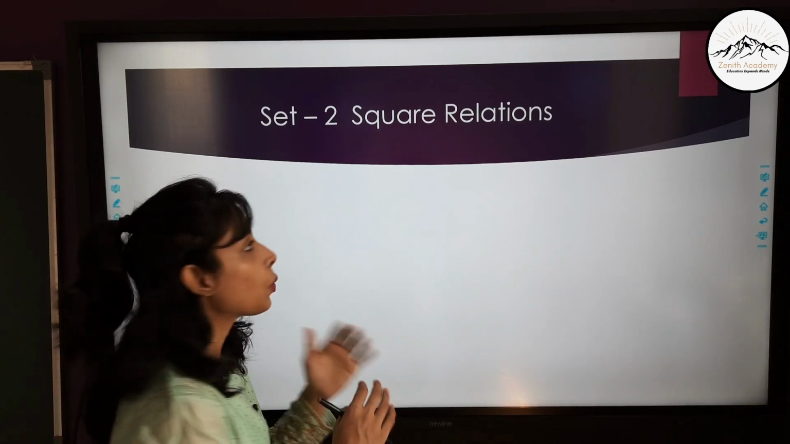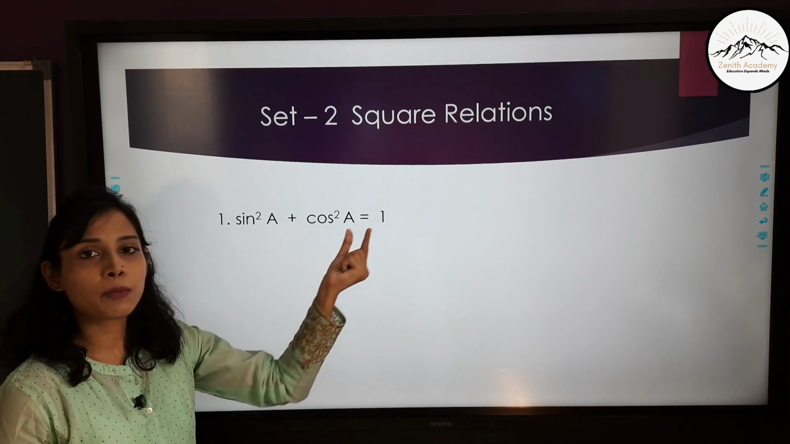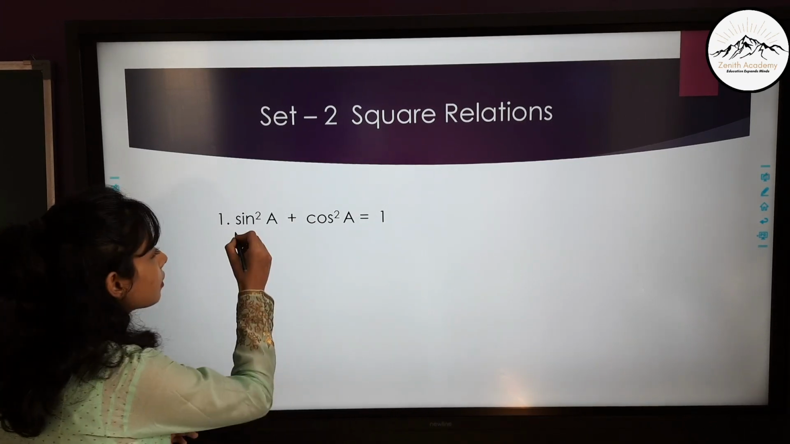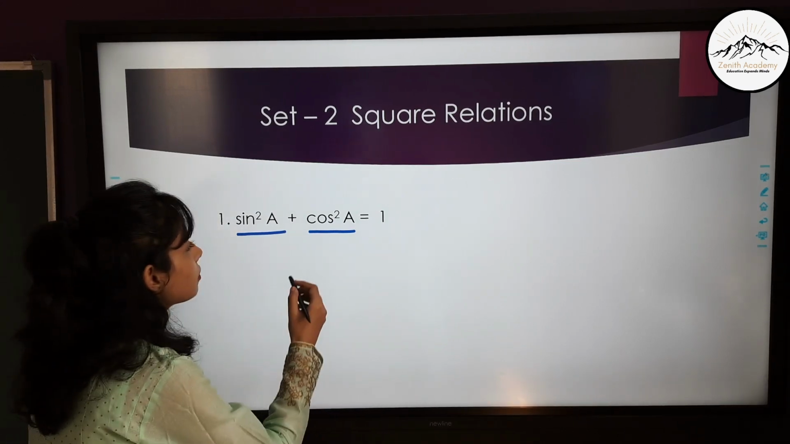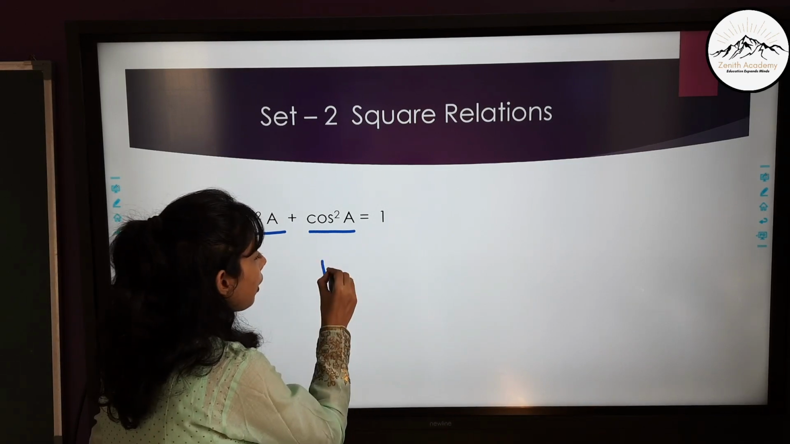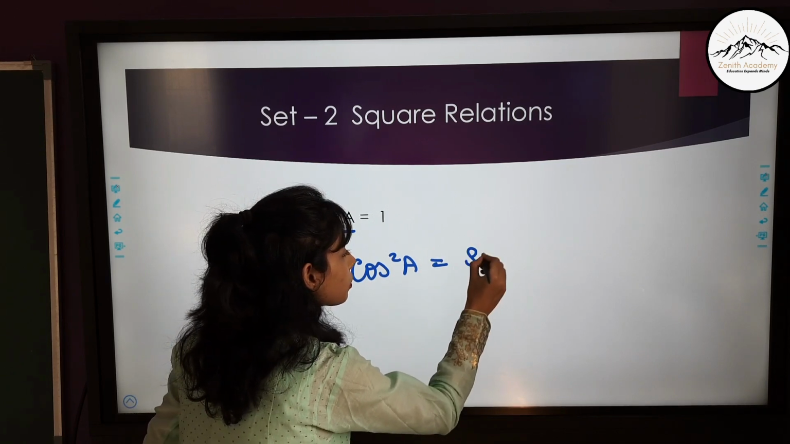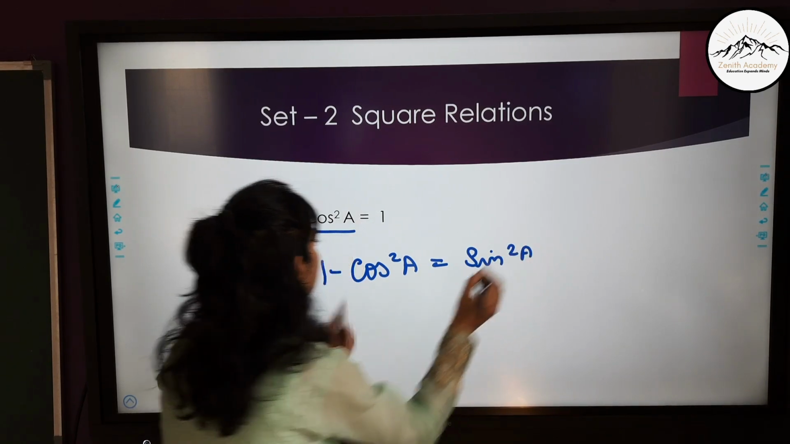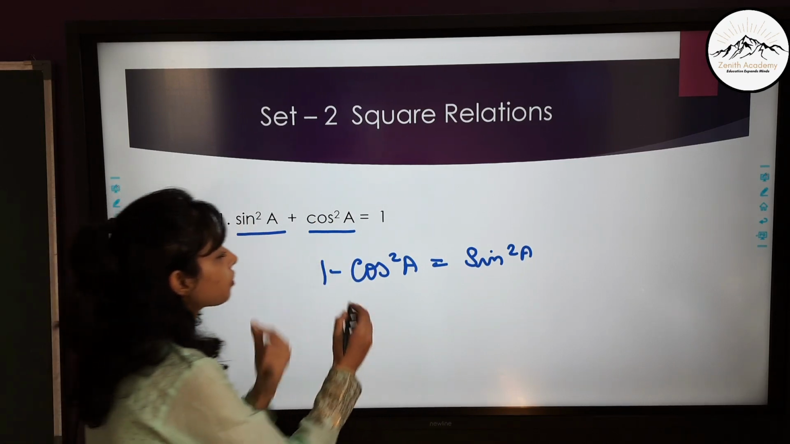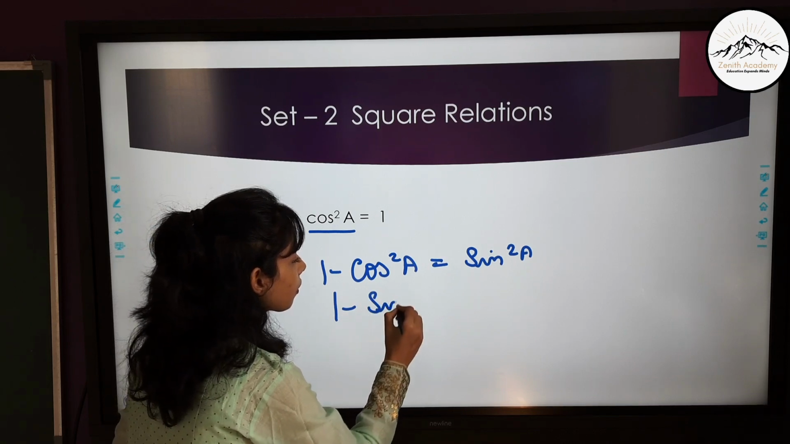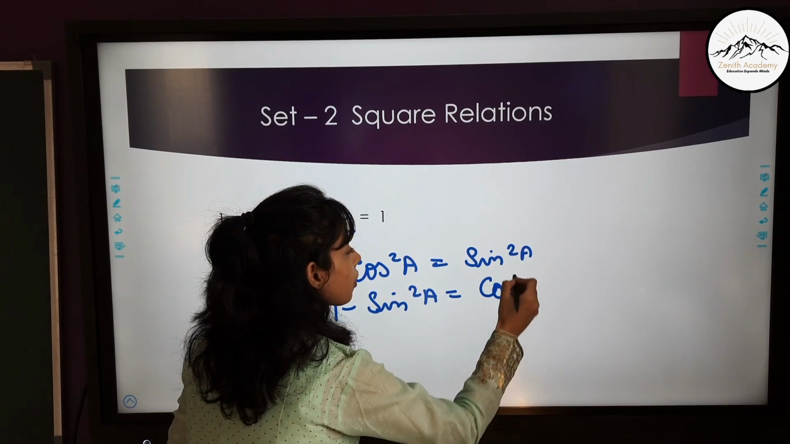Now what are the square relations between the trigonometric functions? First is sine square A plus cos square A is equal to 1. So this means if I write 1 minus cos square A, it will be equal to sine square A. Just shifting cos on the other side, or similarly if I shift sine on the other side, it will be 1 minus sine square A equal to cos square A.